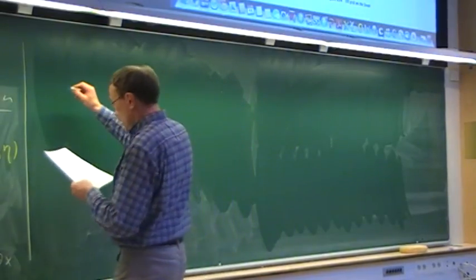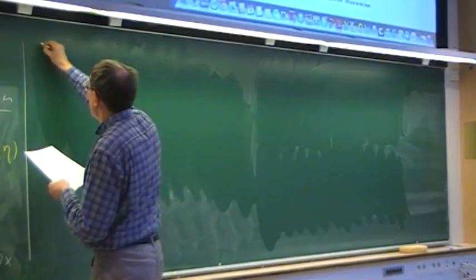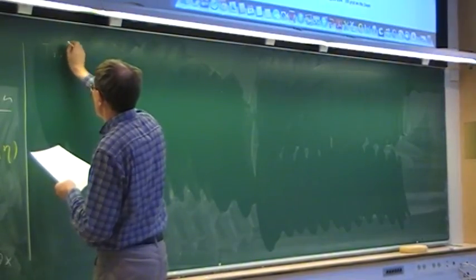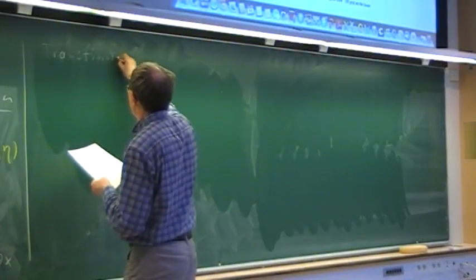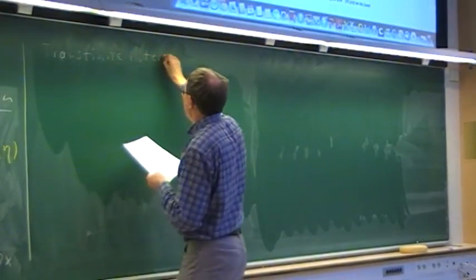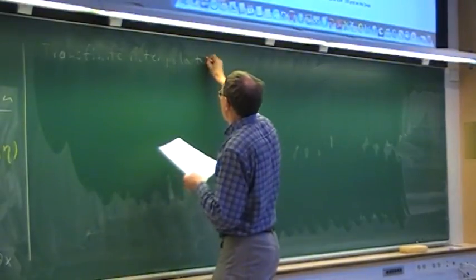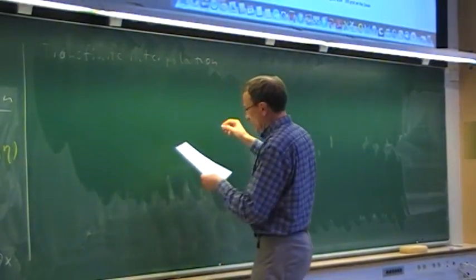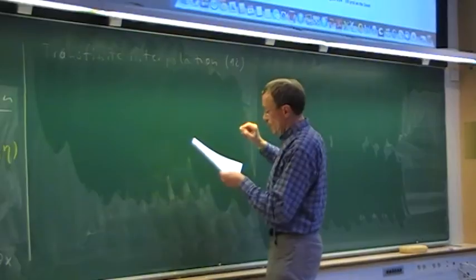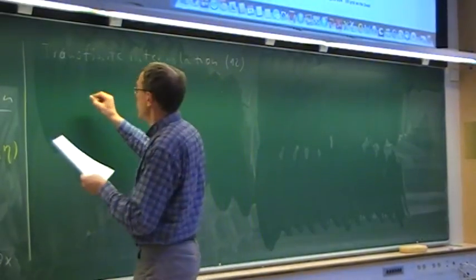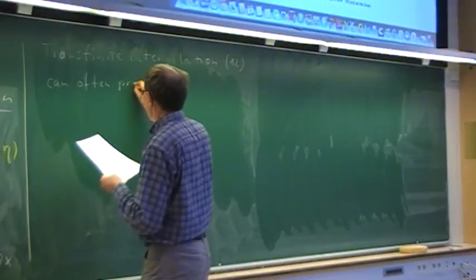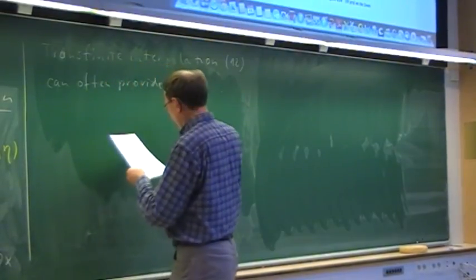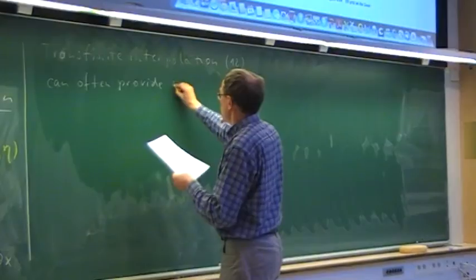So the conclusion here is that the transfinite interpolation, as we have seen before, can often provide reasonable grids.